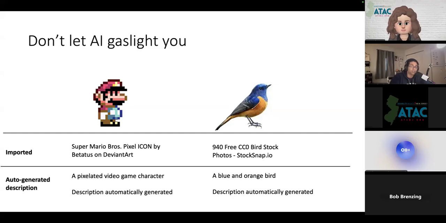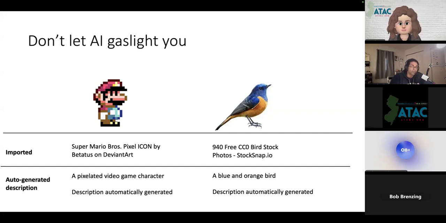And the same with the blue and orange bird. I may be presenting about finches, and this may be a very rare species of finch that I'm showing, and it just says a blue and orange bird. I will say AI has gotten a whole lot better at taking an image and providing a usable description as a starting point.